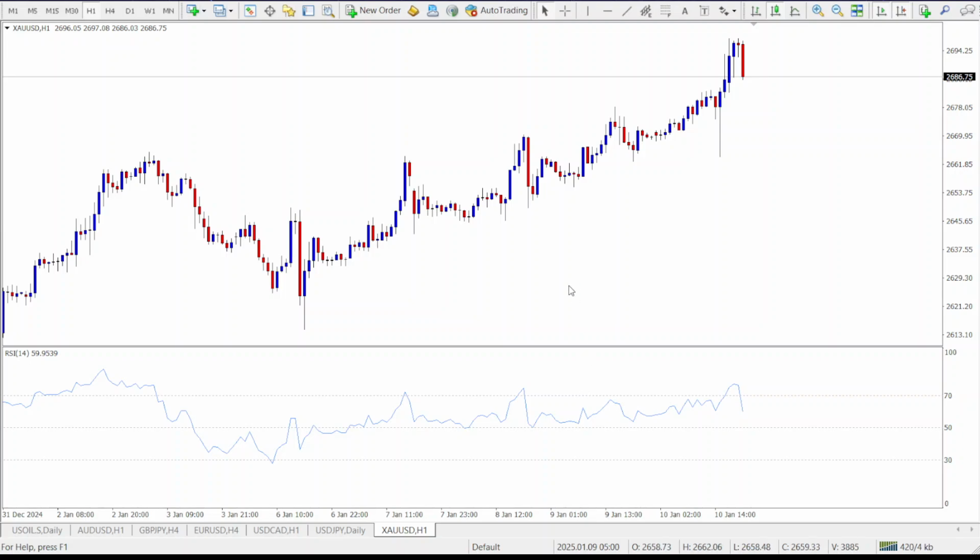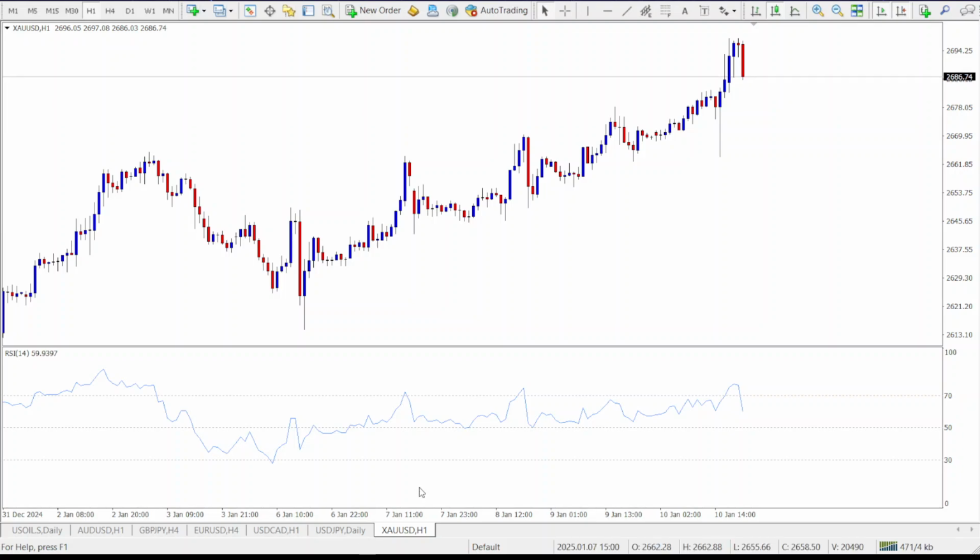Now, the RSI is not just useful for identifying overbought or oversold levels. It's also incredibly powerful when combined with trend analysis, which is what we are going to talk about in this video. So how do you use the RSI to catch trends? You might be asking, right? So here's where things get interesting.